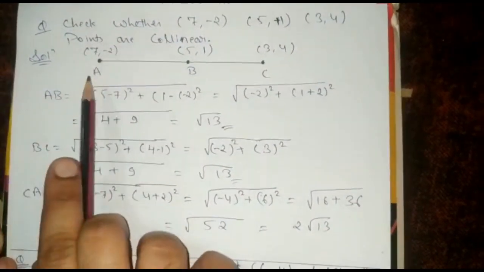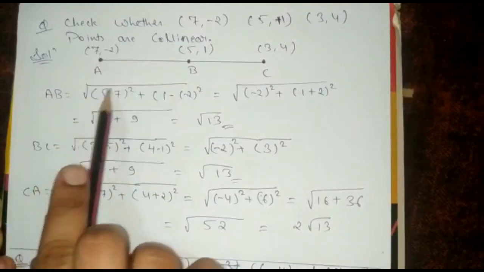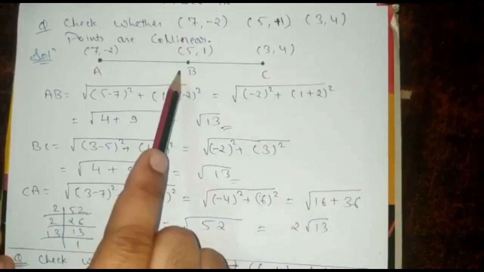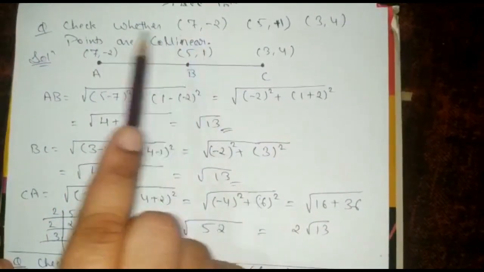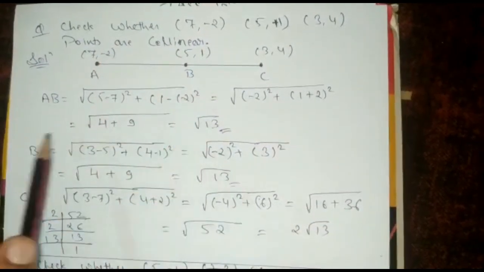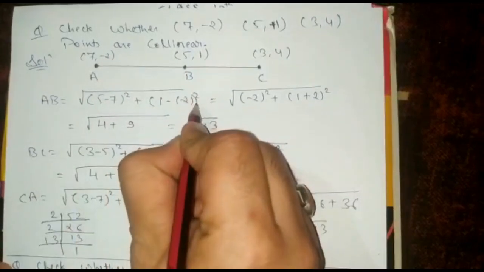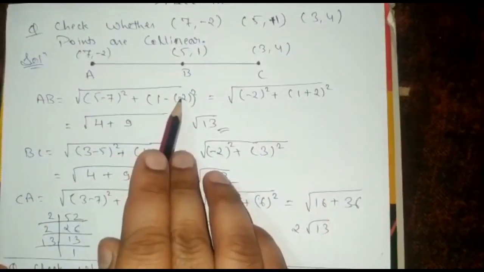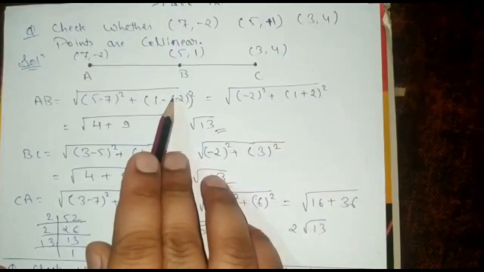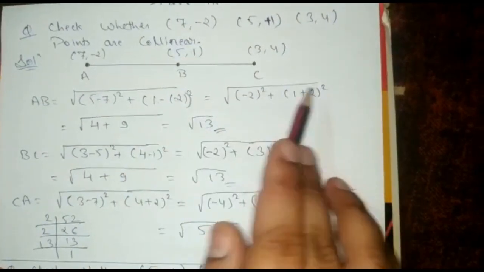Initially, we have to find the distance between AB. AB will be equal to the square root, using the same distance formula, of (x2 minus x1) squared plus (y2 minus y1) squared. That means (5 minus 7) the whole square plus (1 minus -2) the whole square. So 5 minus 7 will be -2 the whole square. 1 minus minus becomes plus, so 1 plus 2 the whole square.